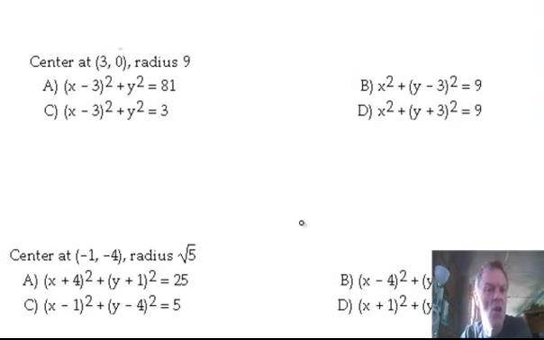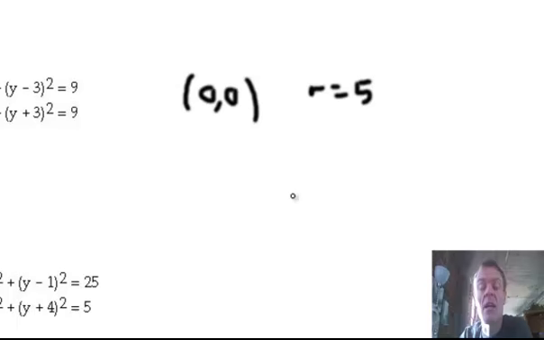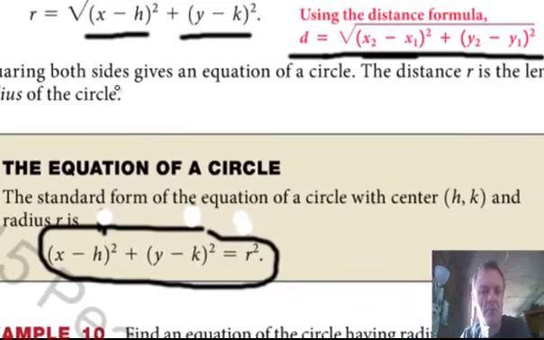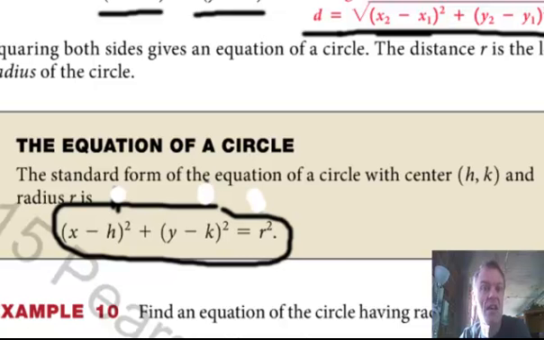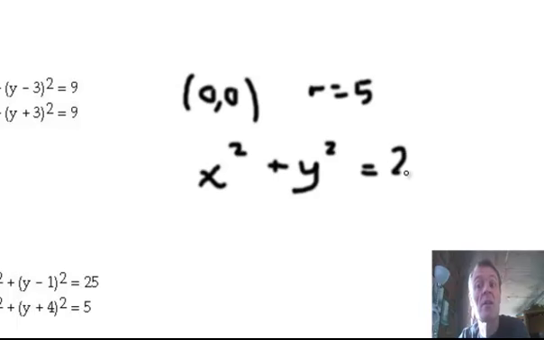Suppose I've got a center at (0, 0), so right at the origin, and let's say a radius of 5. What is x minus h? Again, go back to the formula. If h and k are 0, 0, then this is just x squared plus y squared, because there's no h and k to put in there, equals r squared, 25. And that's it. That's the answer.